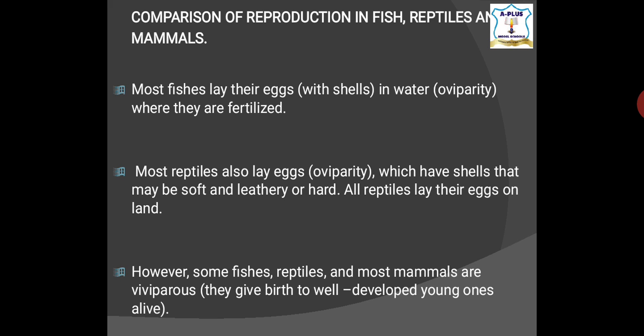Most fishes lay their eggs with shells in water. It is called oviparity. When an animal lays eggs outside the body system, we call it oviparity. But when it is internal, it is called what? Viviparity. So most fishes lay their eggs with shells in water, which is also known as oviparity, where they are fertilized.